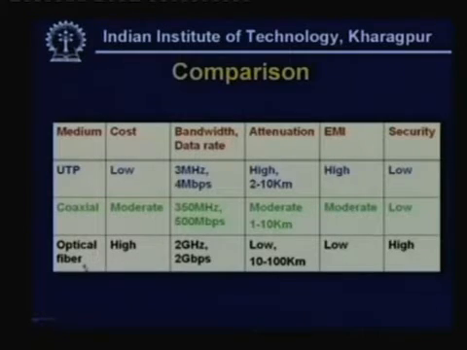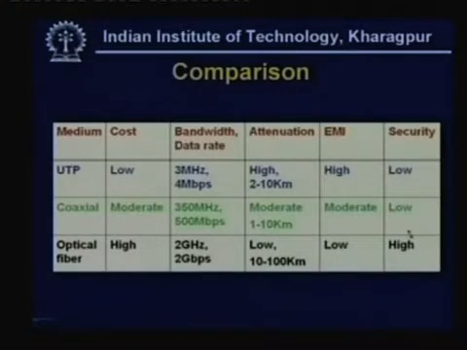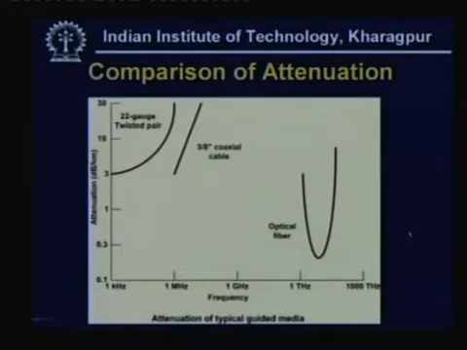On the other hand, optical fiber has got little higher cost, very high bandwidth, 2 gigahertz. You can have data rate of 2 gigabits per second. Attenuation is low, you can have repeater spacing of 10 to 100 kilometer, and EMI interference is low because electromagnetic interference cannot take place with light, and it has got higher security. It is very difficult to get data from optical fiber.